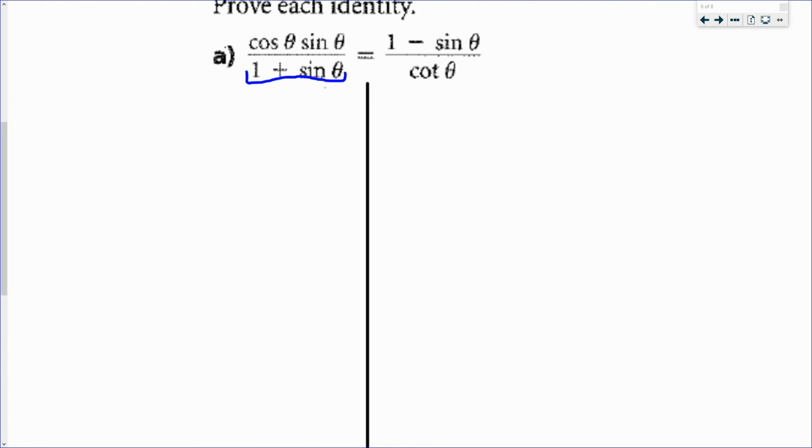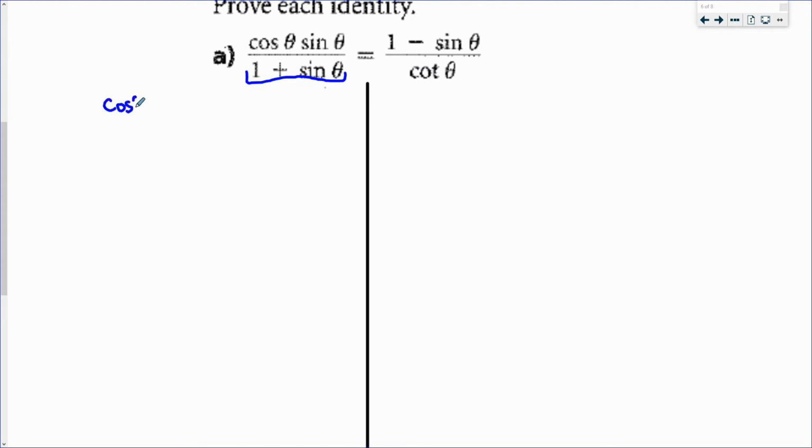I don't see an easy way to do this question. On the right-hand side, I have this 1 minus sine theta, divided by cotangent. And then over here, I'm not even anywhere near a 1 plus sine theta in the bottom. How am I going to get to the right-hand side? So the answer might be, we'll try doing the conjugate.